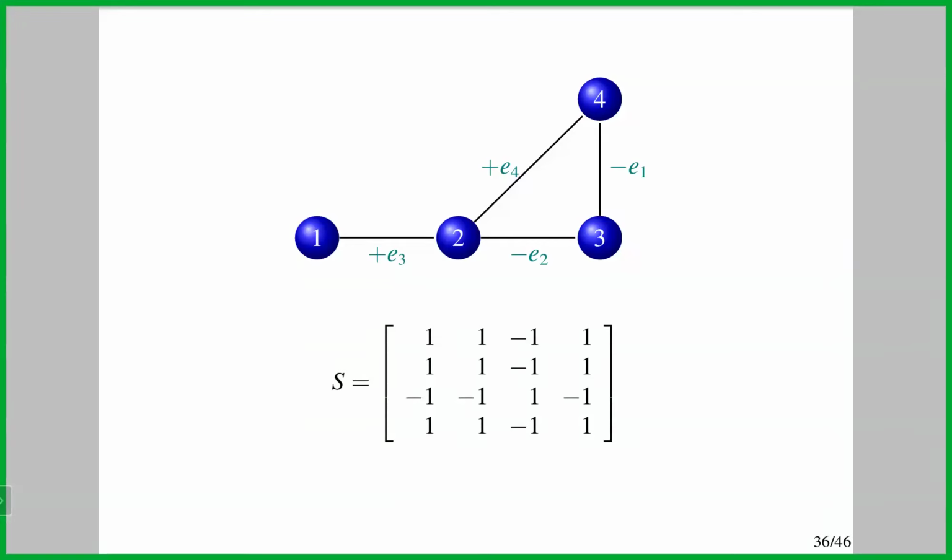If you look at the entry between 1 and 3, the path is negative times positive, positive times negative, right? So the path is a negative path. Actually, any path between 1 and 3 would be negative. So that's why the 1, 3 entry is negative, and so on. So this I call the path sign matrix.